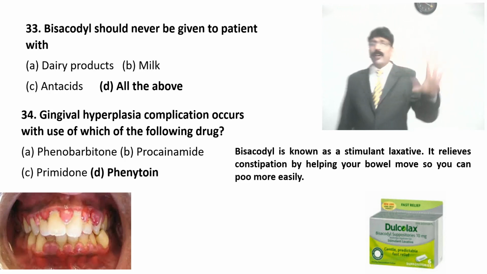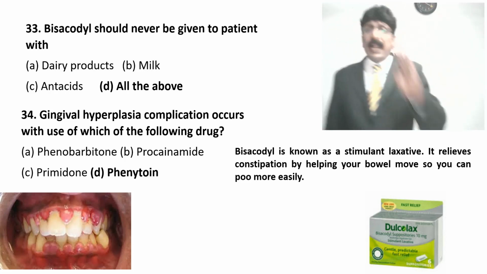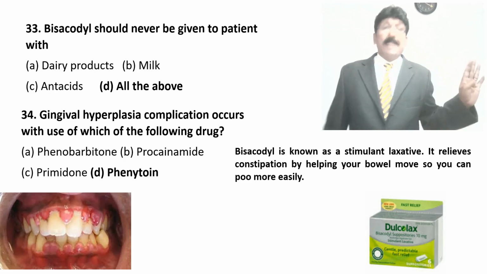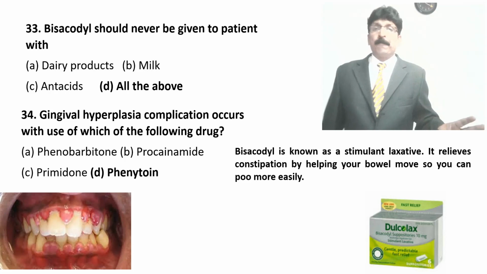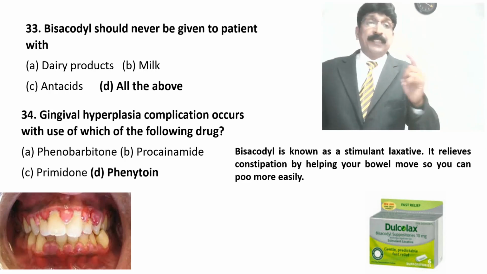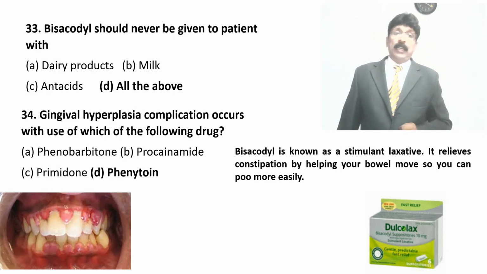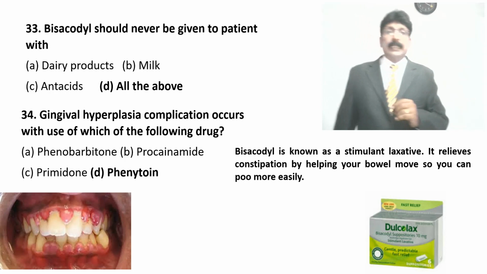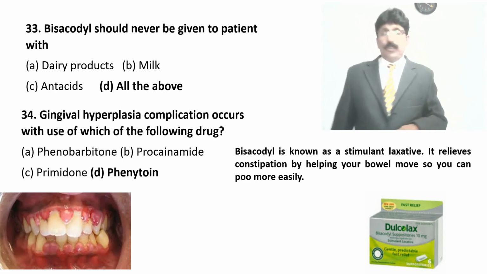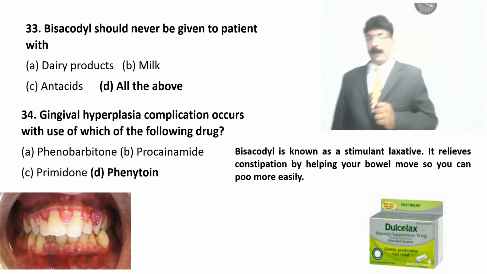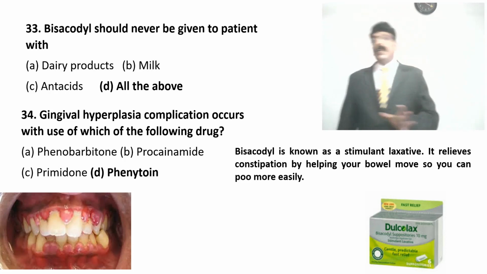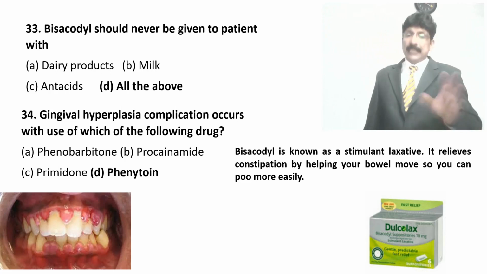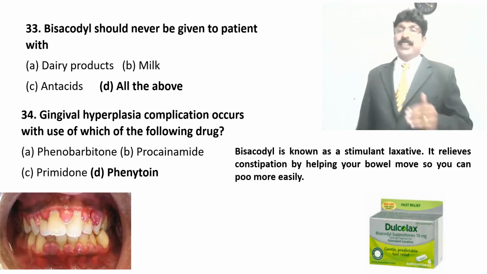All four of them are used as anticonvulsive drugs, for patients with seizures. When you use phenobarbital, it doesn't cause gingival hyperplasia, and procainamide is also not causing it, and primidone is also not causing gingival hyperplasia. But gingival hyperplasia is caused by phenytoin sodium, when it is taken for the treatment of convulsions or in seizure patients.